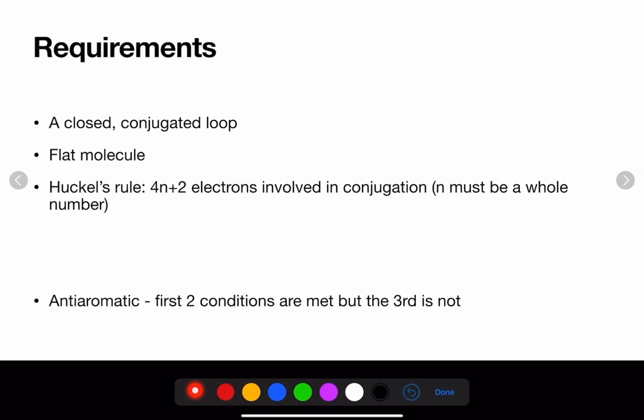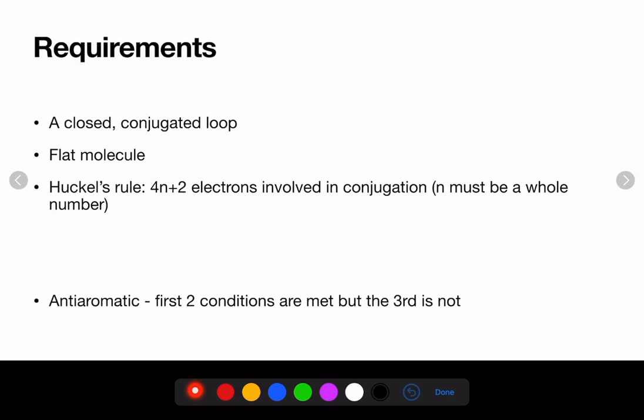Aromaticity is essentially a special level of conjugation. To be aromatic, the molecule has to be conjugated, but a conjugated molecule is not necessarily aromatic. Let's go over the 3 rules that must be met for a molecule to be aromatic.